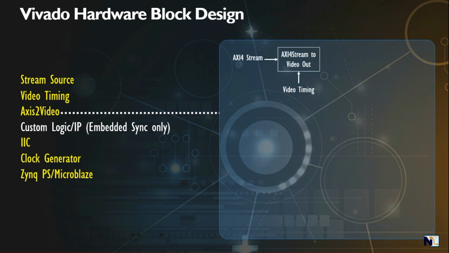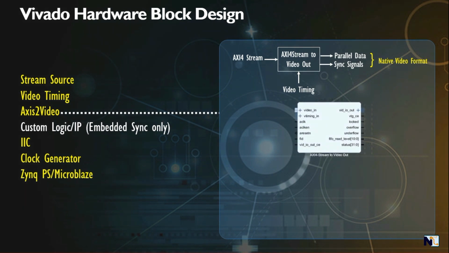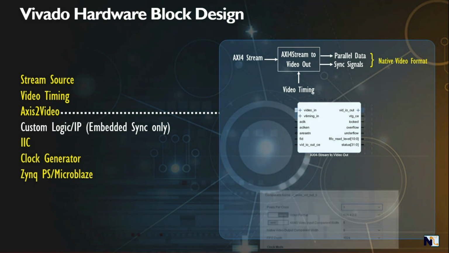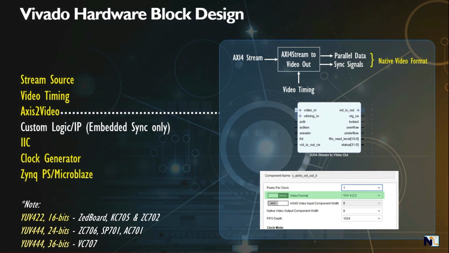AXI4 stream to video out IP. The AXI4 stream conversion into native video formats takes place here by the Xilinx AXI4 stream to video out IP. This IP utilizes the video timing information as well as streams to convert video data into displayable video format. The IP has one of the customization options to set the desired output video color formats such as RGB or different YUV formats. In most cases, the parallel data width is set according to the color format selected.